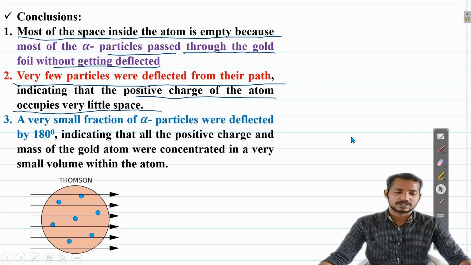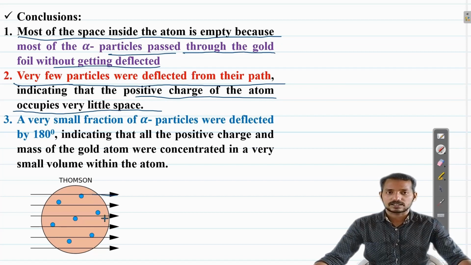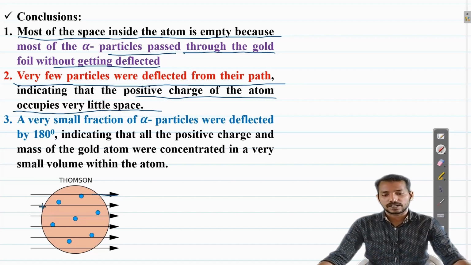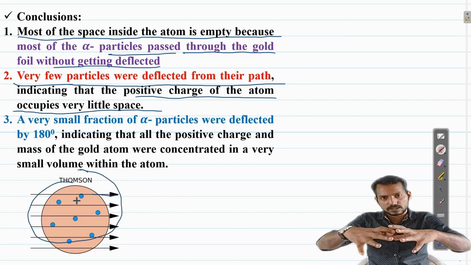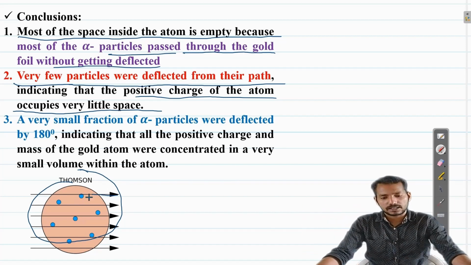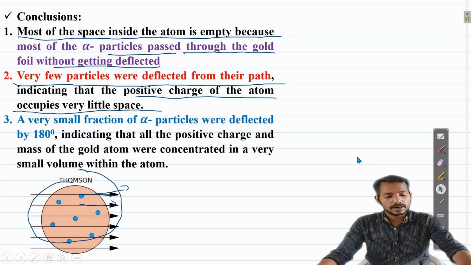This was his expectation on the basis of the Thomson model. That is, all the particles should go through the atom with negligible deflection, and no deflection should be observed, because the positive charge is distributed throughout the sphere. The deflection would be very, very small, so it is represented as a straight line. But he got something like this.